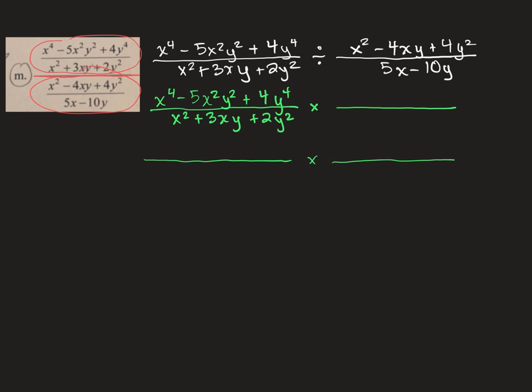And then when it's written like that, we know that dividing by a fraction is the same as multiplying by the reciprocal. So we're going to put what was the denominator of that second fraction now in the numerator, and the numerator is now in the denominator. Just did the reciprocal.